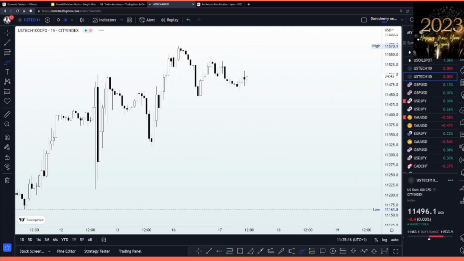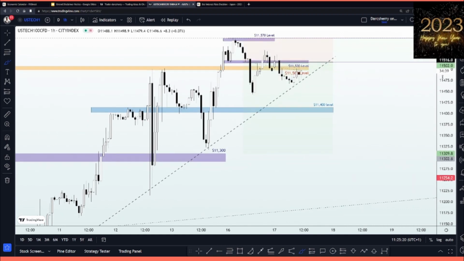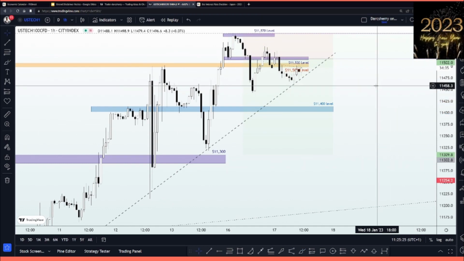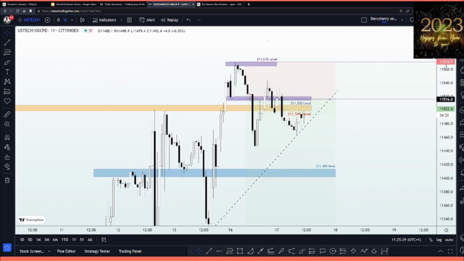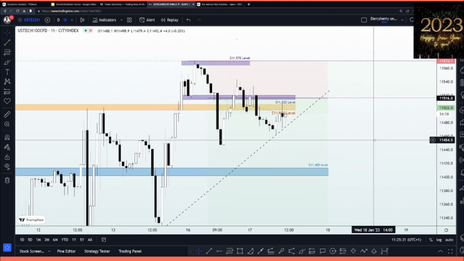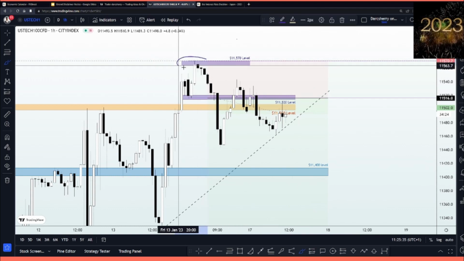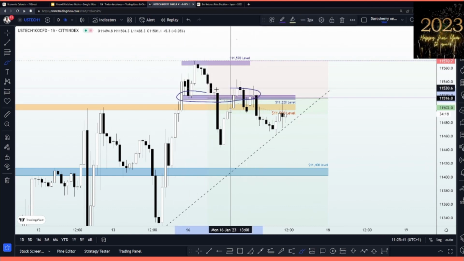USTECH, and the USTECH is a little bit choppy since the breakdown of that channel we identified on the 1 hour time frame here. So this is what we saw at the beginning of the week. We were able to successfully identify a channel between the 11,570, which is the resistance point of that channel, and then we had a support level sitting at the 11,520 area of that channel.